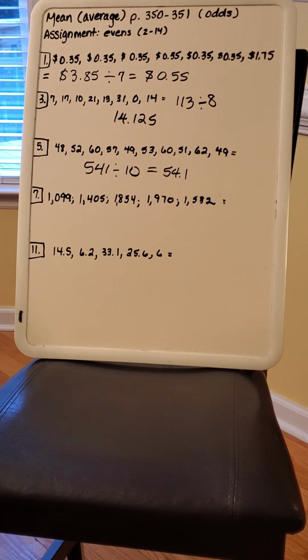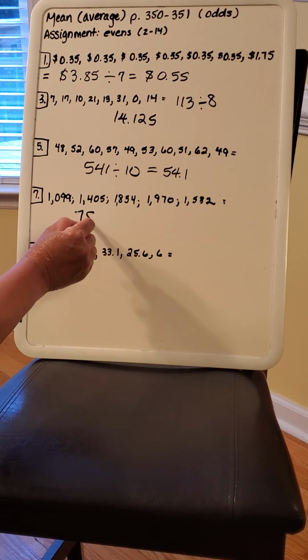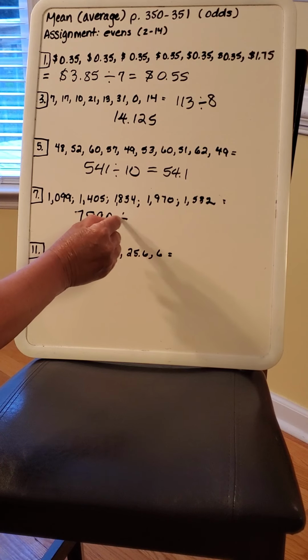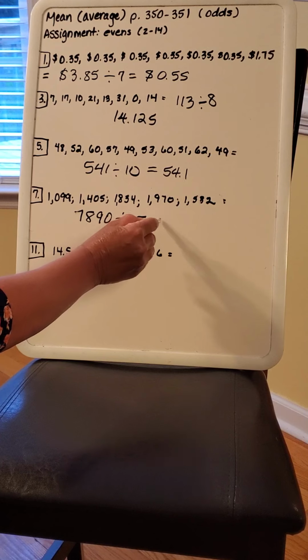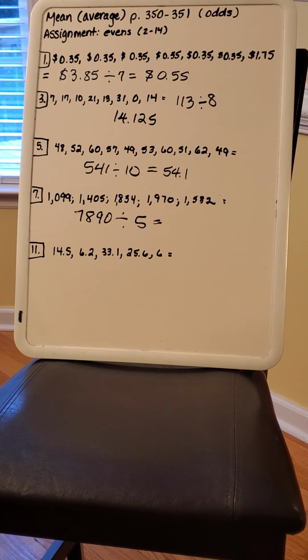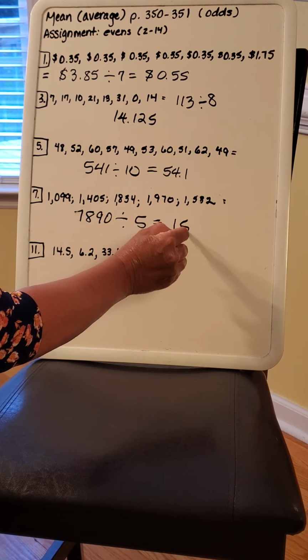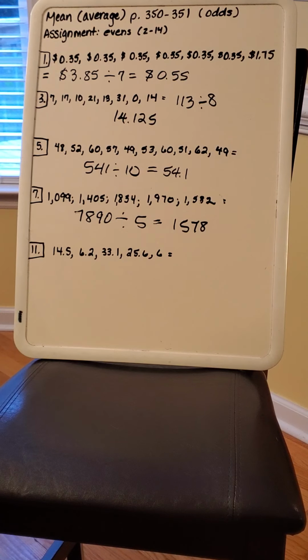Number 7 on 351. All right, these are larger numbers, still the same thing. So we total those up and we'll get 7,890 divided by 1, 2, 3, 4, 5. 7,890 divided by 5 is 1578. So that is the average number in this group.